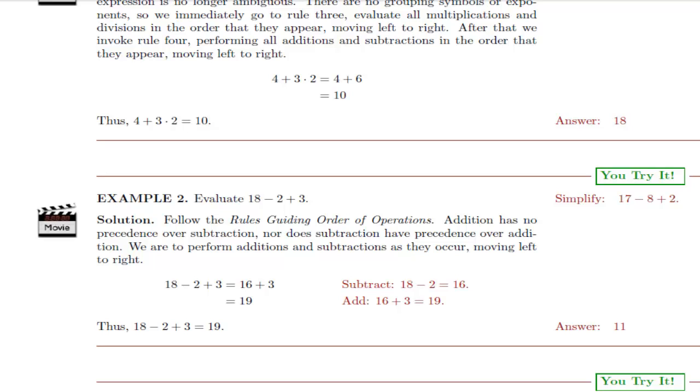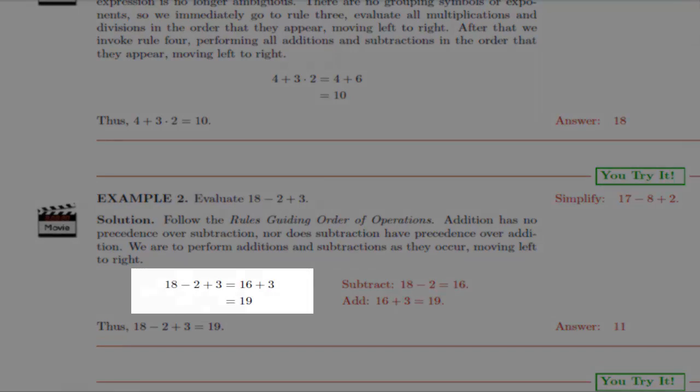Example 2. Evaluate 18 minus 2 plus 3. Solution. Follow the rules guiding order of operations. Addition has no precedence over subtraction, nor does subtraction have precedence over addition. We are to perform additions and subtractions as they occur, moving left to right. 18 minus 2 equals 16, then 16 plus 3 equals 19.